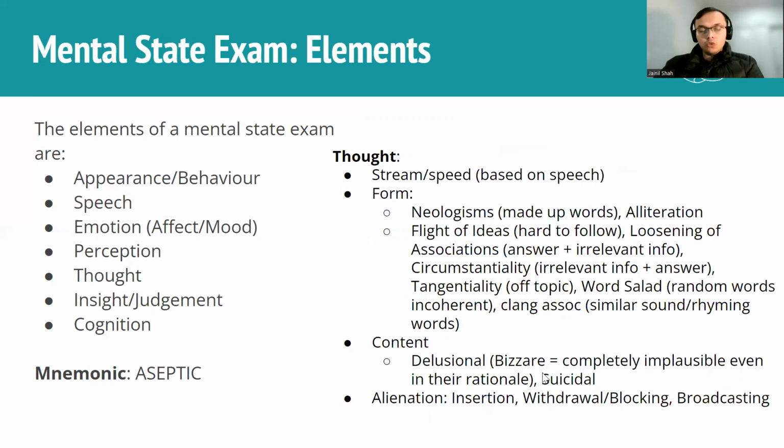So the first one is stream, thought stream, and that's basically based on a person's speech, what do you think is the speed of their thinking? So that sounds a bit subjective, but based on how they're speaking, if they're speaking very fast, you can assume that they're thinking very fast as well. Like if they're speaking fast, coherent sentences, you can assume that they have a fast thought stream, right? However, if they're speaking very slowly, coherently, you can assume they have a slow stream of thought.